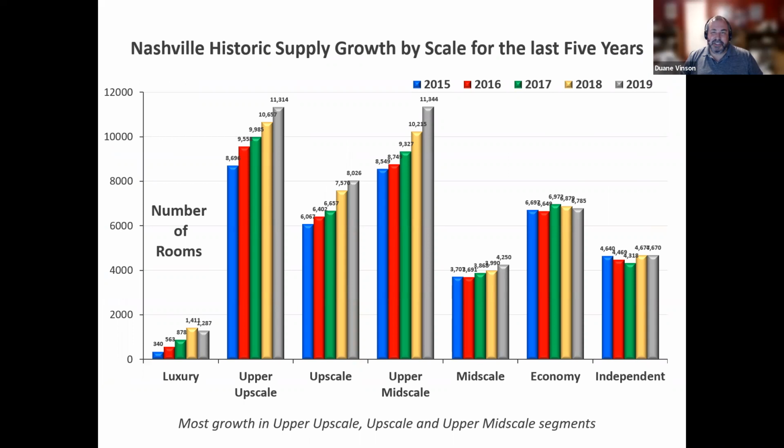This is just using the information from that supply summary. We've pulled that together here to show you growth over the last 5 years by scale within the market. So we can see where we are seeing the most development. We can see here that's in upper upscale, upper mid-scale rooms, right? That's where most of the supply increases have been here in the Nashville market.